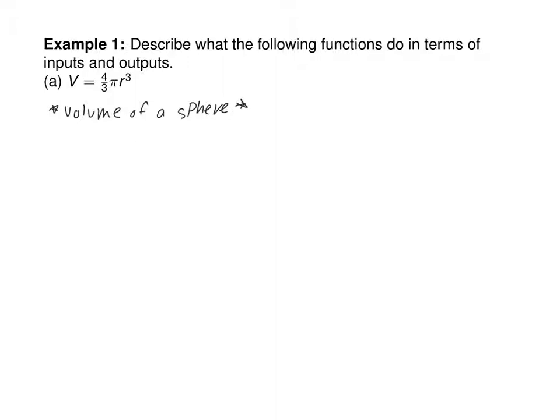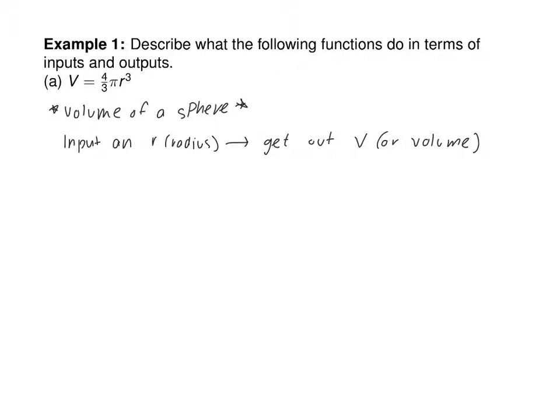So the volume of a sphere is 4/3 pi r cubed. Does it make sense that you input an r, or a radius, and then what comes out? You get out the V, or the volume. Does that make sense? Once you know r, you can find the volume. You input a radius, out comes the volume. Does that idea make sense?